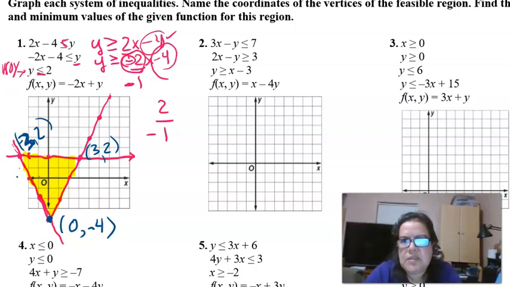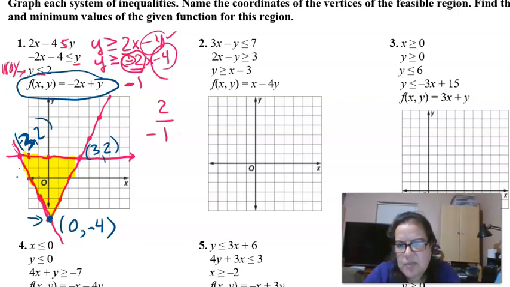So let's see what the instructions were. It says to graph each system. I've already done that. Name the coordinates of the vertices. I've done that. Of the feasible region, I've showed that in yellow. Find the maximum and minimum values of the function. To do that, we use this equation right here, and we just substitute. It looks like this might pretty well be my minimum, so let me substitute that.